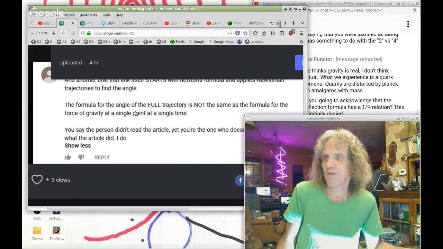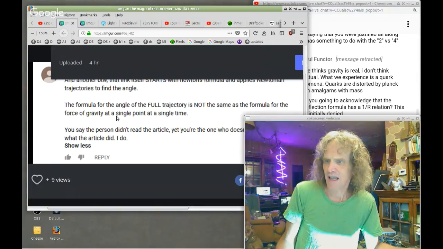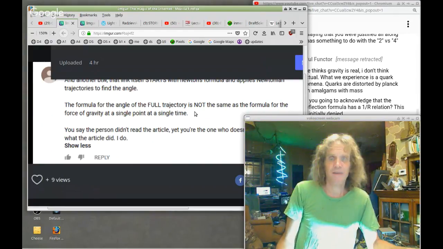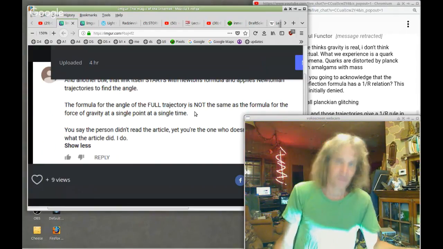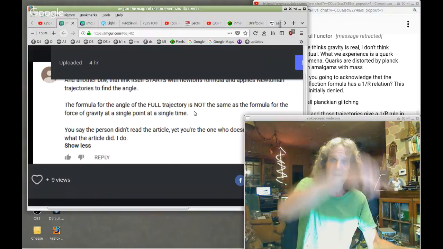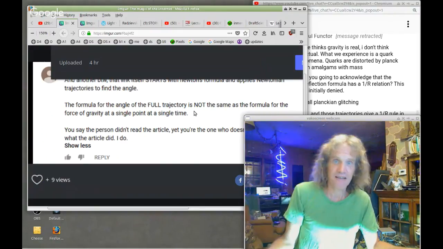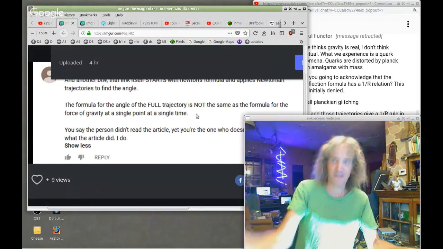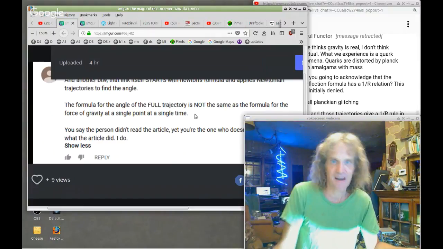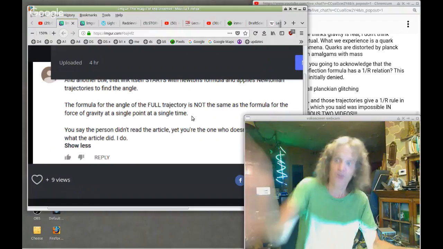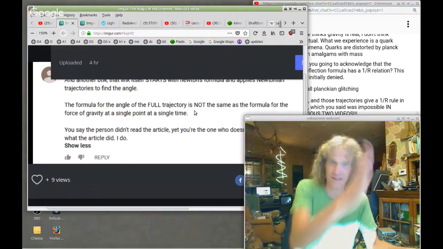All right, the formula for the angle of the real trajectory is not the same as the formula for the force of gravity at a single point at a single time. Duh! And where did I argue otherwise? Yes, the formula to calculate how much the gravity over time affects the motion of something is different, yes, than the formula for a static object. Where did I say anything different? I pointed out that that's the whole thing at issue here, is velocity.